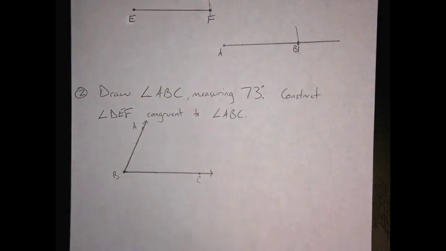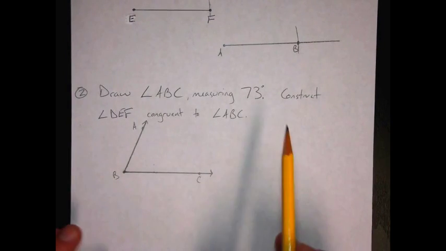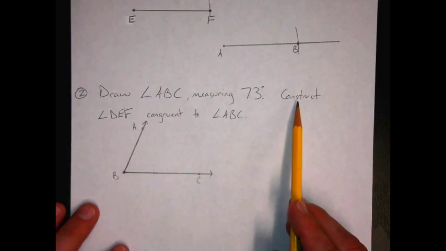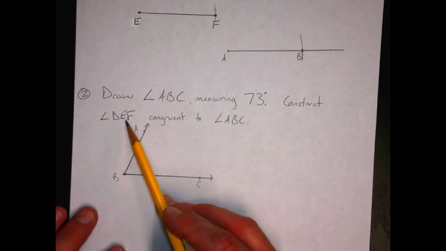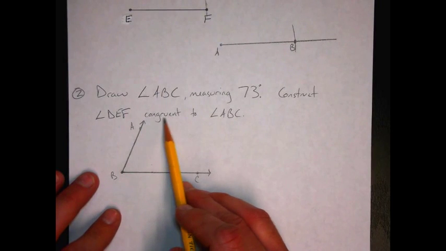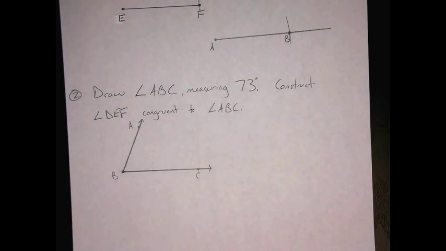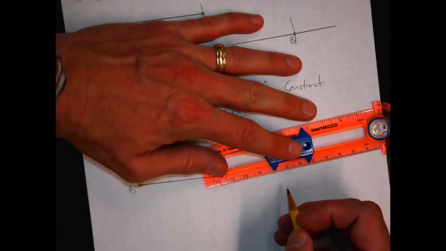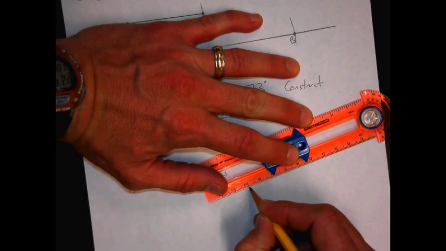Now what we're going to do is construct a congruent angle. So we're going to construct a brand new angle, angle DEF. That's what this all means. We're going to construct a brand new angle, angle DEF, congruent to angle ABC. So how does that work? Step one, same as before, is we just draw a random ray. So you make a random ray.